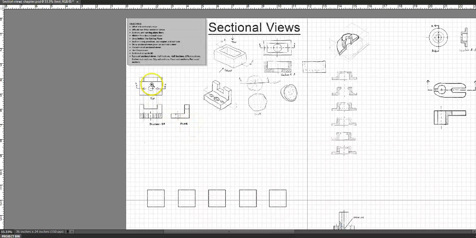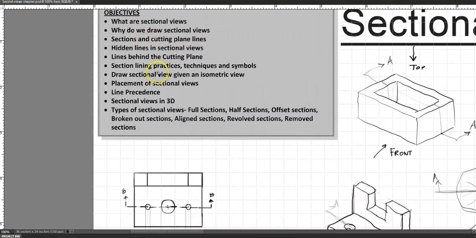Now what we are going to look into is, we saw what sectional views are. Why do we draw the sectional views? In the end, we are going to see all the different types of sectional views there are. We have full sections, half sections, offset sections, broken out sections, aligned sections, revolved sections, and removed sections. So we are going to see how to draw all of this in the next hour or so.